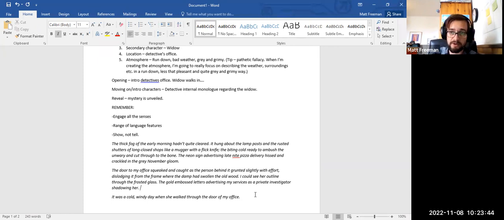We know that he's working out of a rundown office. We know that there's a woman coming in. Plus, why else would she be here unless she wanted to hire an investigator? And that shadowing bit also potentially foreshadows that it could be something a bit dangerous, maybe some element of danger, of mystery, of suspense, of crime.